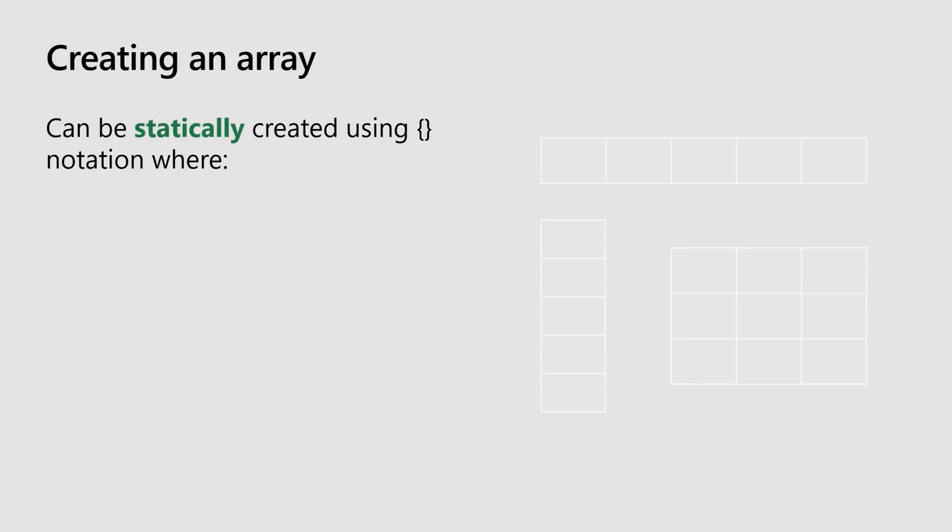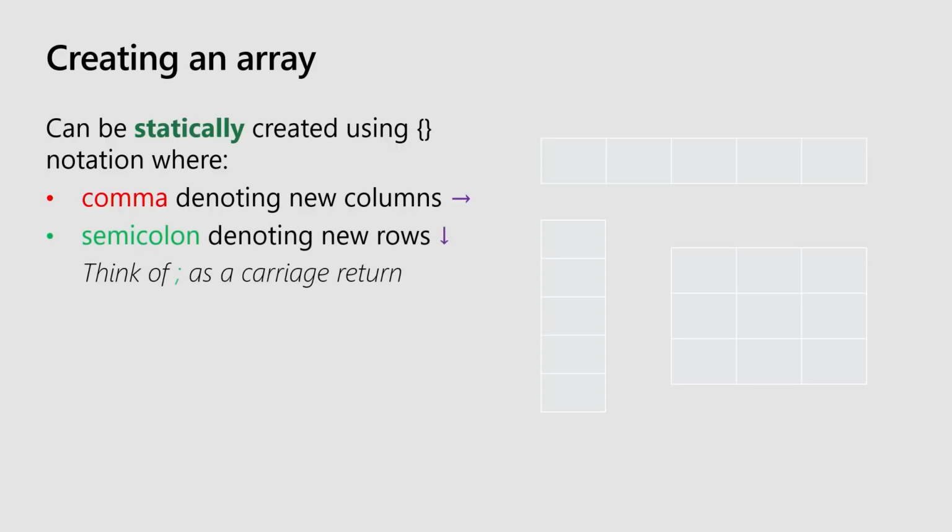Okay. Now, let's talk about creating an array. There are 2 ways you can create an array. Actually, there's a third. You statically create the array, so you use curly braces and you specify the numbers. Commas denote new columns and semicolons are new rows. I think of the semicolon as just a carriage return. So if you want a new row, carriage return. Okay?